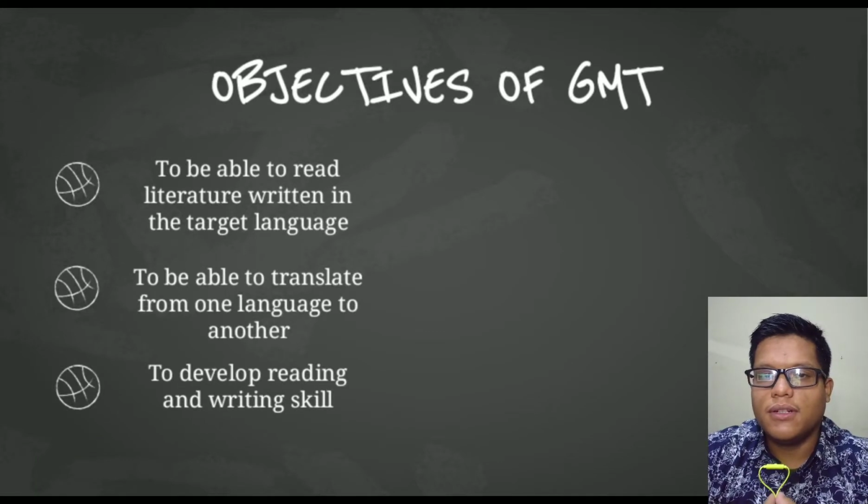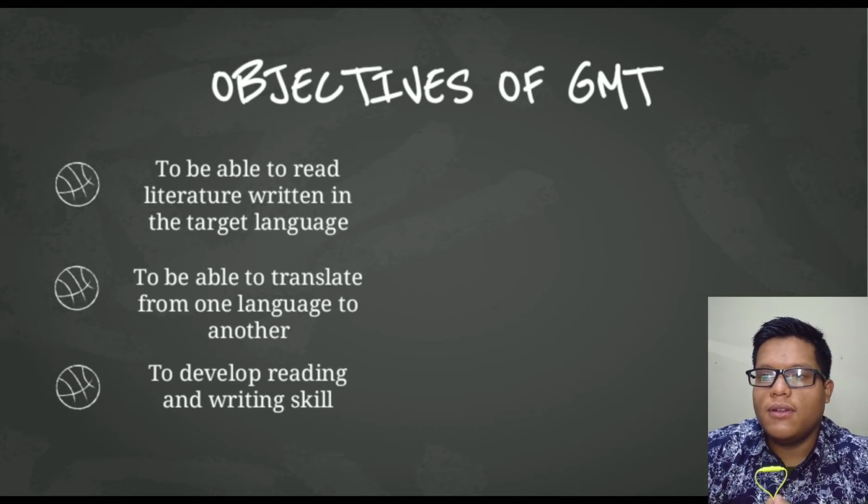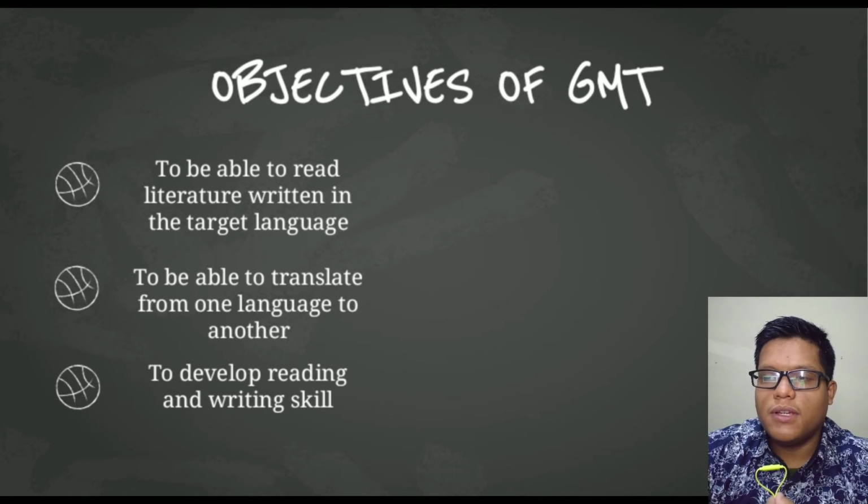Okay, so I will start from page 6. We have the objectives of learning about the grammar translation method. One is to be able to read literature written in the target language. So after we learn about this method, we hope that we can read literature or text in our target language.